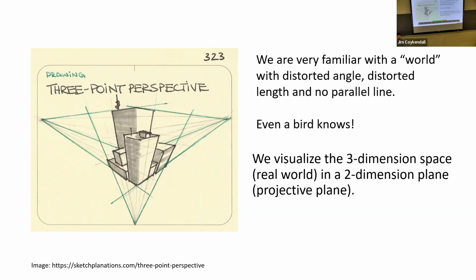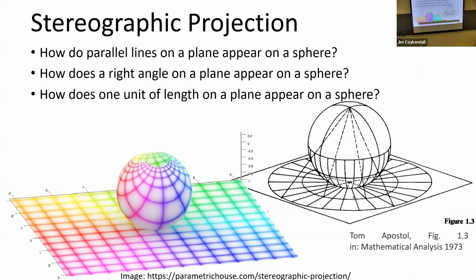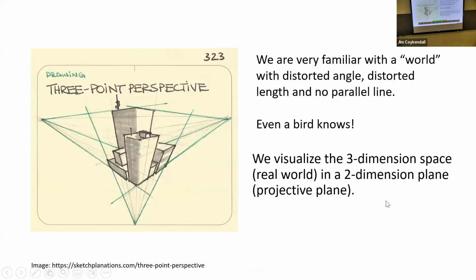We know this kind of world very well. You may think, okay, this kind of world looks very unfamiliar, but we know some kind of world very well. Even the bird knows, because when the bird flies and looks through a building, the building should look like this, right? That is how a bird looks.